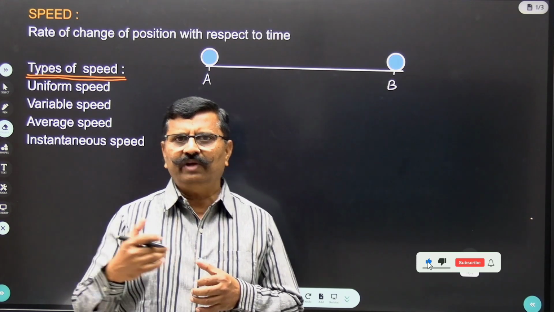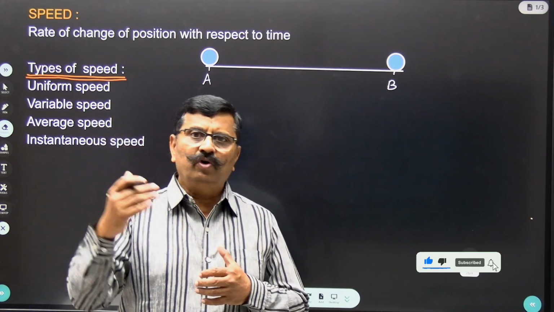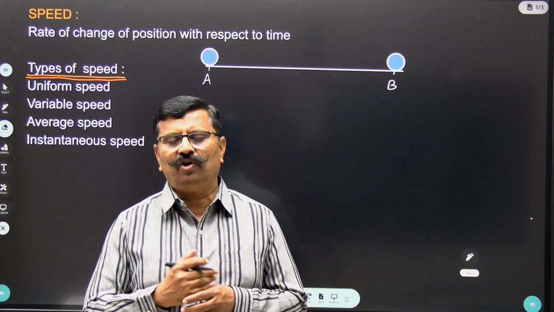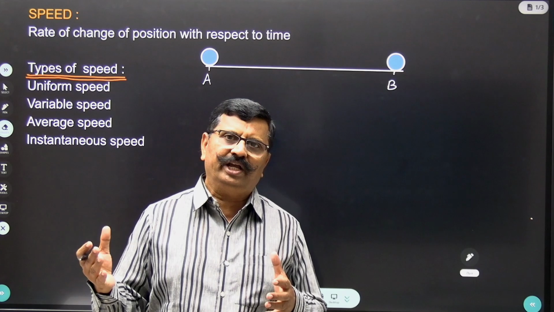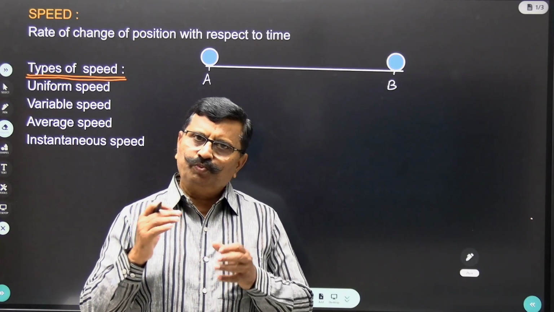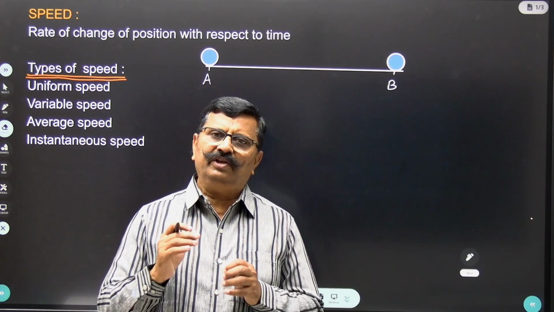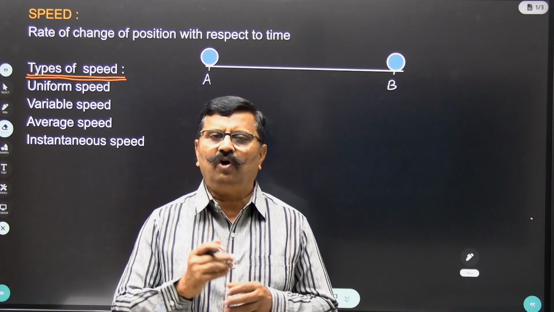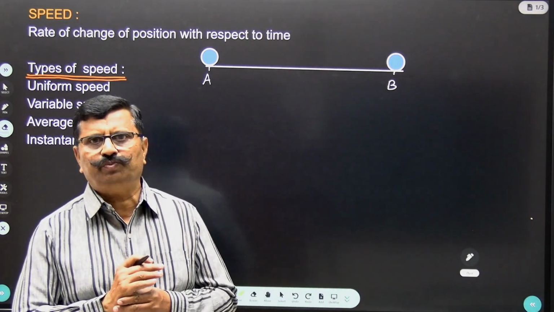See students, when we drive our vehicle, we cover more distance in less time. That means we say that we are driving the vehicle very fast. Or we cover less distance in more time, and we say that we are driving the vehicle slowly. So speed basically gives the information about the rate of change of position with respect to time, or rate of change of distance with respect to time.